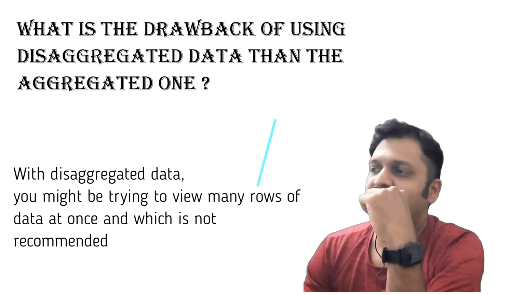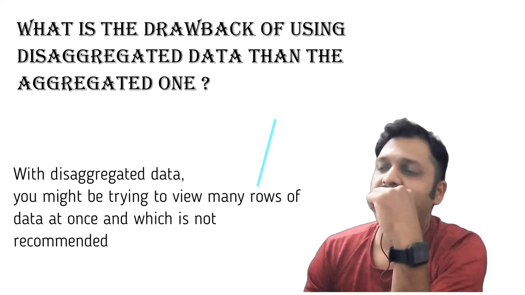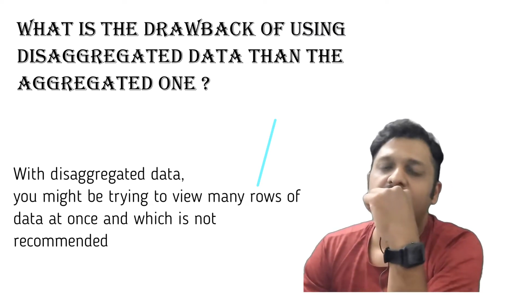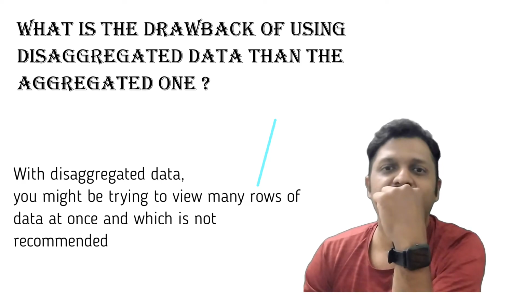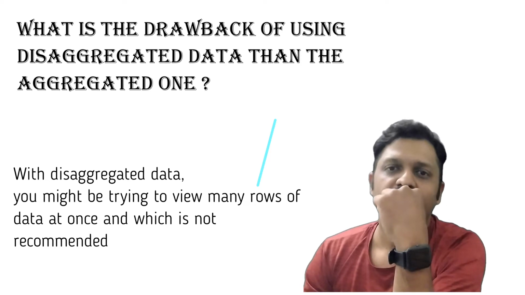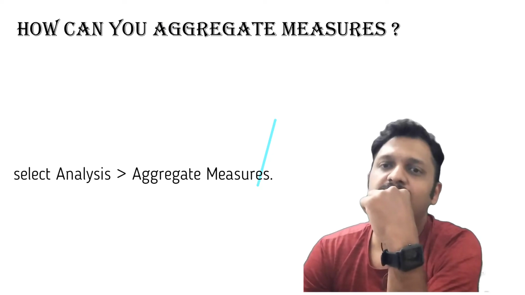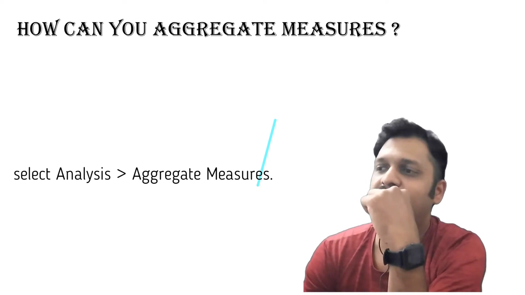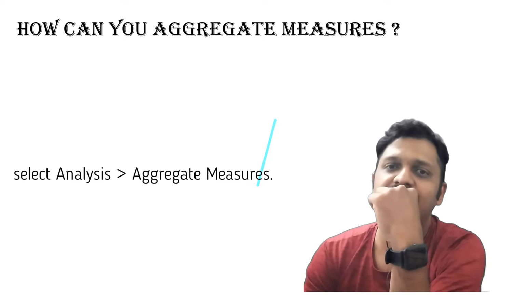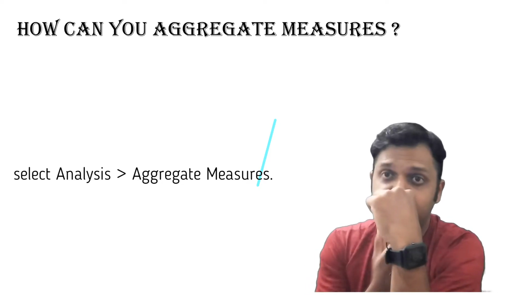Next question. What is the drawback of using disaggregated data rather than aggregated data? As far as possible, you should use aggregated data, because with disaggregated data, you might be trying to view many rows of data at once, which is not recommended at all. How can you aggregate measures? To aggregate measures, you should click on Analysis and then select Aggregate Measures.